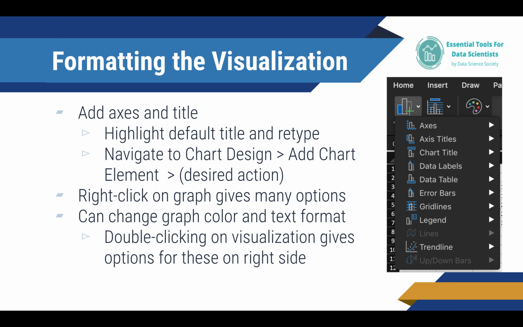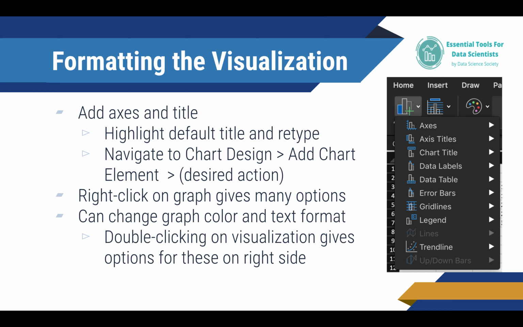Now, in terms of formatting the visualization, there are a couple important things that we need to keep in mind. First of all, we definitely want to add axes and a title. The way we do this is once you have the chart showing up on your Excel screen, you can highlight the default title and just retype it right there. And in order to get to this picture that we see on the right, which allows us to modify the axes titles and chart titles and data labels and whatnot, we would navigate to Chart Design, and then on the leftmost side, you would see Add Chart Element, and when you click on it, this pops up and you can go ahead and insert any of these attributes.